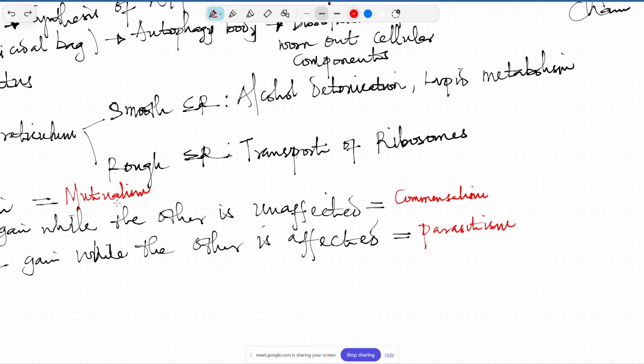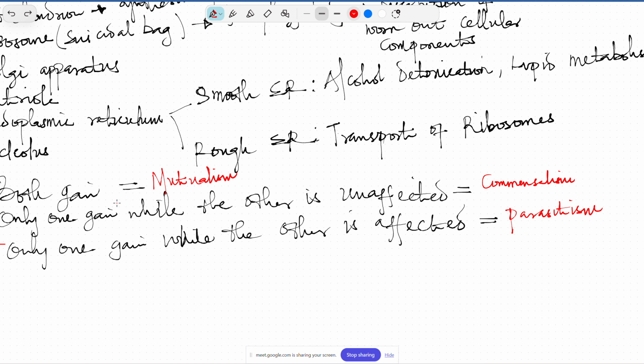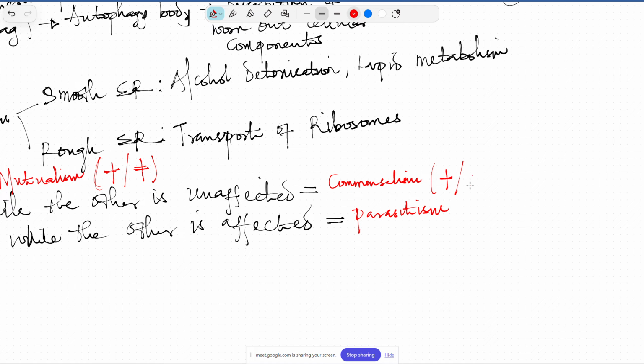So in mutualism, both organisms involved are able to gain. At times in some of your tests, you see this written as plus plus. Plus plus means that you gain, I gain. Commensalism is written as plus zero, meaning you gain, I do not gain, neither do I lose. Parasitism is plus minus. You gain while I'm suffering, right?